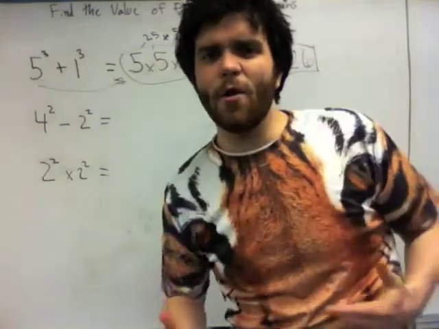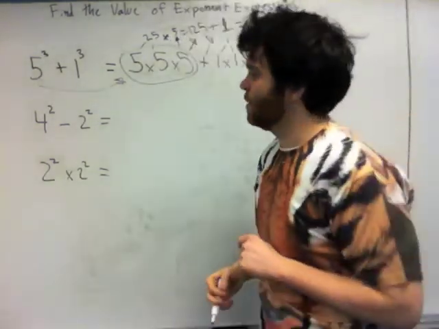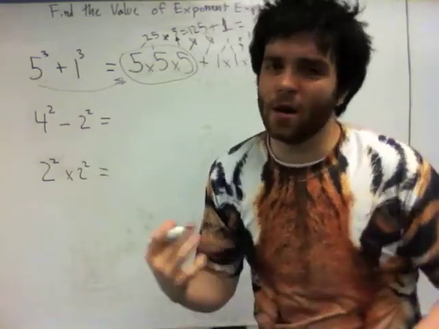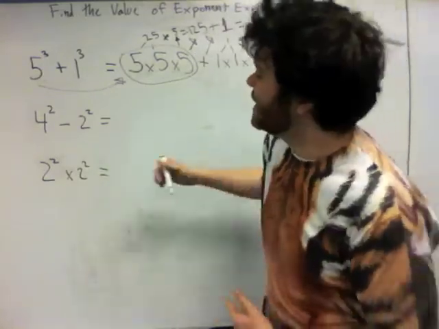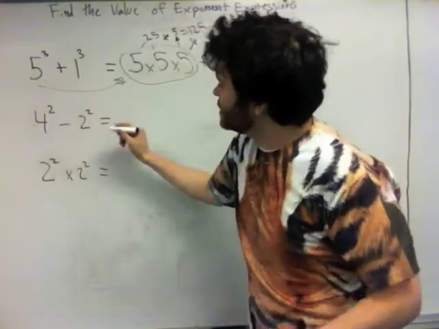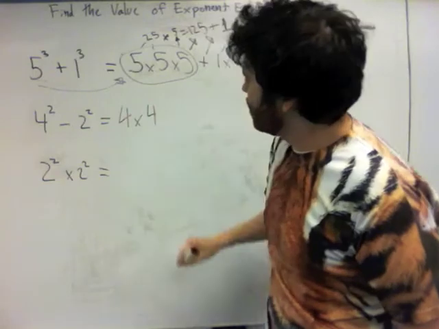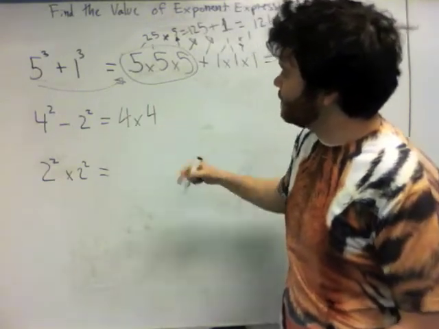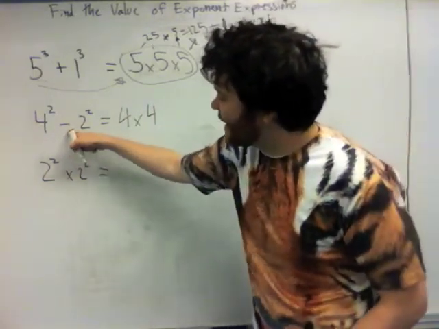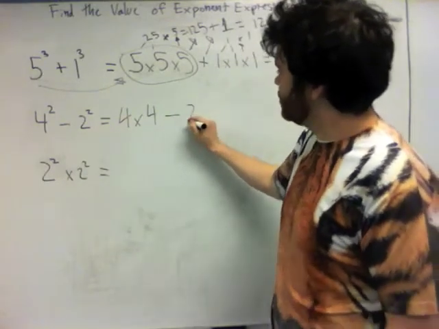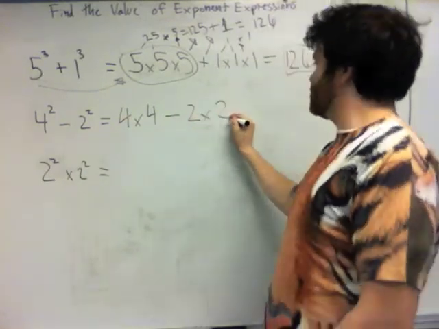Let's do another example. So 4 squared, well, we know what that's going to be. And I'm going to stop doing these arrows because you guys can start to see. 4 squared, that's what I'm talking about. So let's do 4 times 4. Well, I've got 4 times 4, and then I'm going to subtract 2 squared. Well, that's going to be 2 times 2.